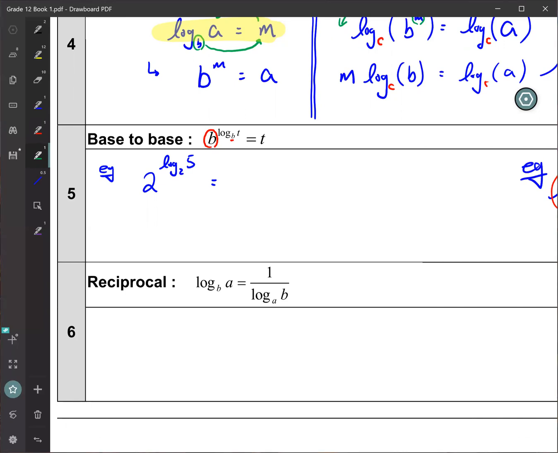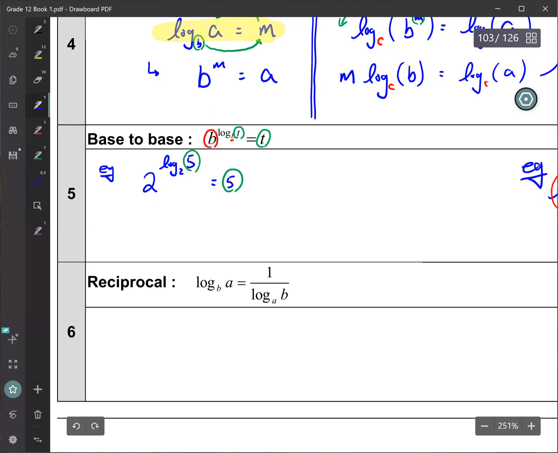What's the answer for this one? 5. Yeah, okay, so it will just equal 5. Whatever is after the log will be the answer overall. So this one is a 5, so you get an answer of 5.